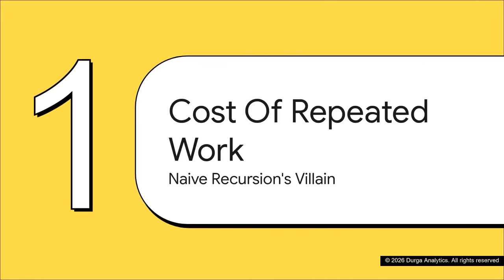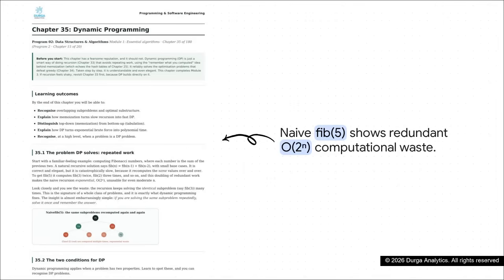All right, jumping right into section 1, the cost of repeated work. We really need to identify the villain of naive recursion. To truly appreciate the solution here, we first have to recognize that villain. Think about a standard naive execution tree for calculating something as basic as the 5th Fibonacci number. You can instantly see this exponential O of 2 to the n waste happening in real time.